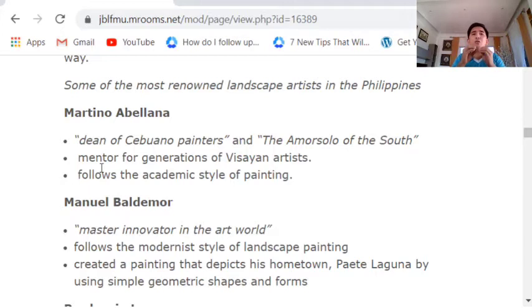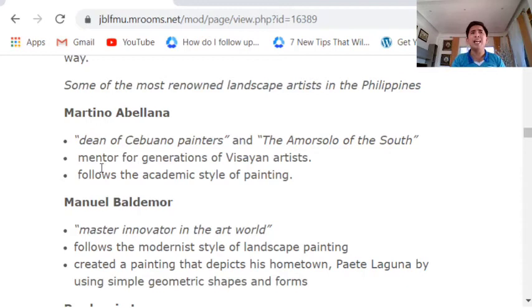Parang kung nakakita ang artist, for example, sa isa ka scenery, let's say for example a landscape, whatever the physical appearance of the landscape or the scene that he saw, then automatically he paints it the way he sees it. Okay? He sees it, he paints it the closest way possible sa kung anong nakita niya. So that is academic style of painting.